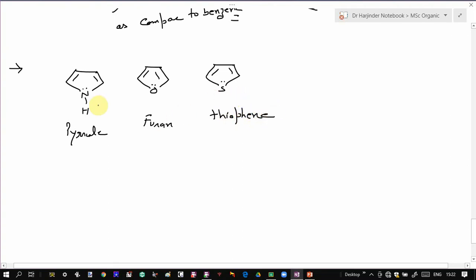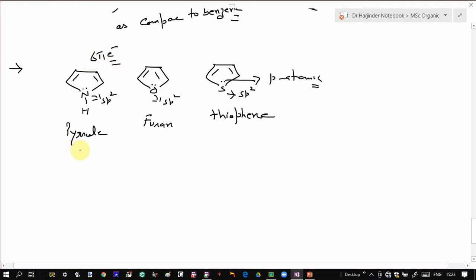They are all aromatic compounds which consist of 6 pi electrons. How 6 pi electrons here? This nitrogen is also sp2 hybridized, oxygen is sp2, and this sulfur is sp2 hybridized. In each case, this pair of electrons present on the heteroatom is in an unhybridized p atomic orbital, and it participates in delocalization of electrons. So 2 electrons come from this heteroatom, and one from this carbon, one from this, one from this, and one from this. So it has a total of 6 pi electrons.